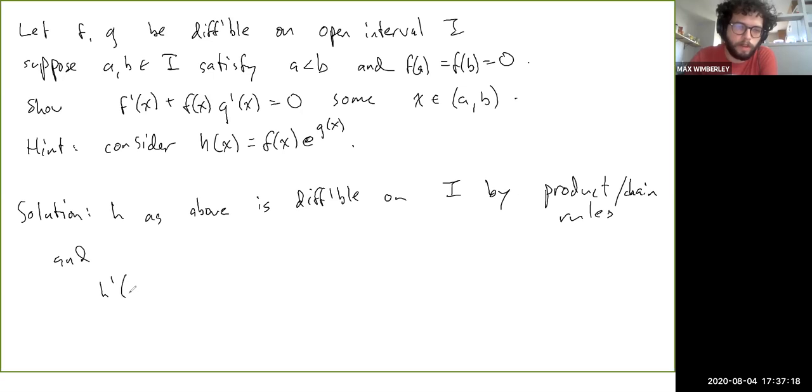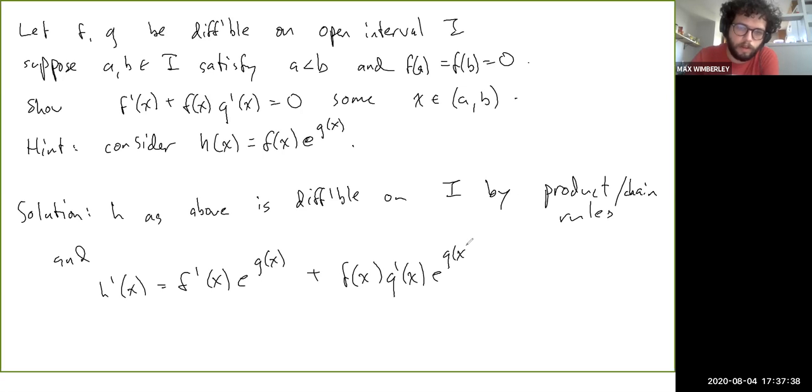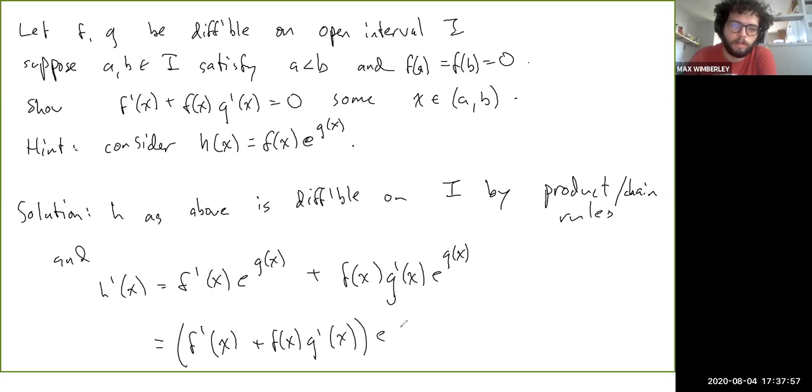And so h prime of x is f prime of x e to the g of x plus f of x g prime of x e to the g of x, right? Again, that's just by the product and chain rules. Those give you the formula. So using the formula, this is f prime of x plus f of x g prime of x, all times e to the g of x.